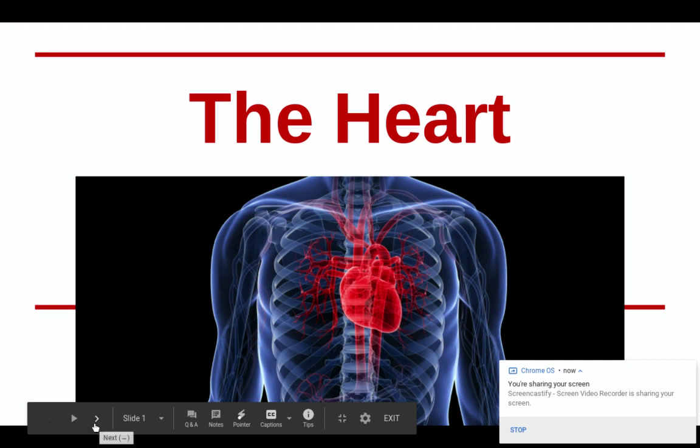Here are your notes on the heart. This is the first section. There are 4 different sections of notes on the heart we'll go through.